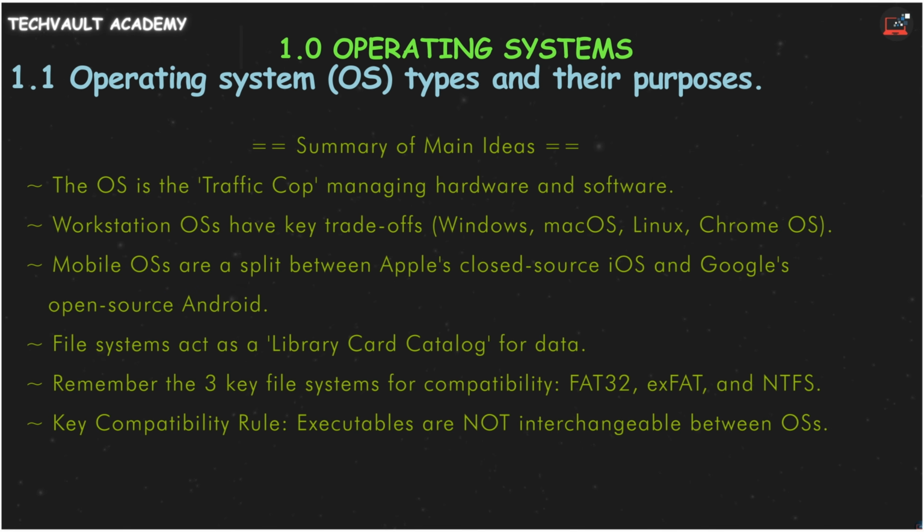File systems are the library card catalog for data. Remember the big three for compatibility: FAT32, exFAT, and NTFS. And finally, remember the key compatibility rule: Executables are not interchangeable between different operating systems.